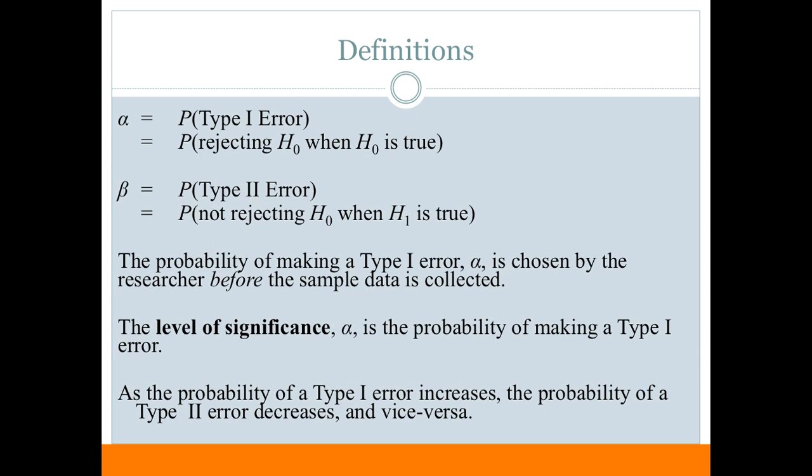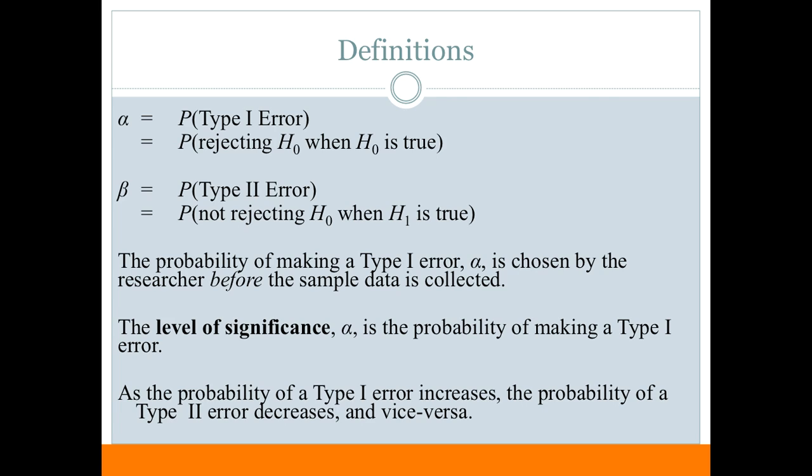Now we have a couple of definitions in terms of the errors that we can make. Alpha you've seen before, and that's the probability of having a type 1 error. Or you could think of it as the probability of rejecting H0 when H0 is true. Now beta, this is the new one, this is the probability of a type 2 error. And this is the probability of failing to reject H0 when H1, or the alternative, is true. So the probability of making a type 1 error, alpha, should always be chosen by the researcher before any data is actually collected. And this is also referred to as your level of significance, which we dealt with when we were doing confidence intervals in the last chapter. And that's just your probability of making a type 1 error.